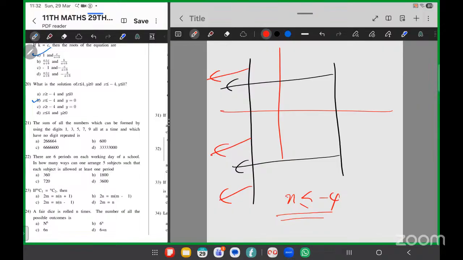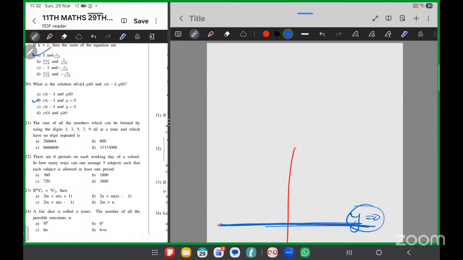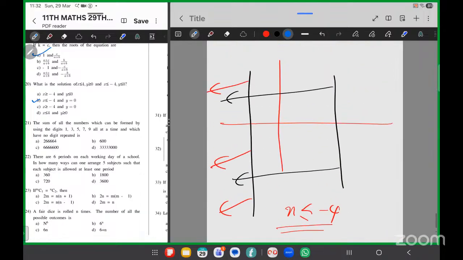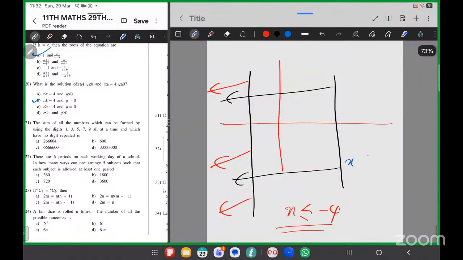Y less than or equal to 0 and greater than or equal to 0 means the only possibility is this line only. This is the common portion between y greater than 0 and y less than 0. So this is y equal to 0. When you consider the two cases, x less than or equal to 4 means this area, and x less than or equal to minus 4 means this area. The common area is x less than minus 4 only.